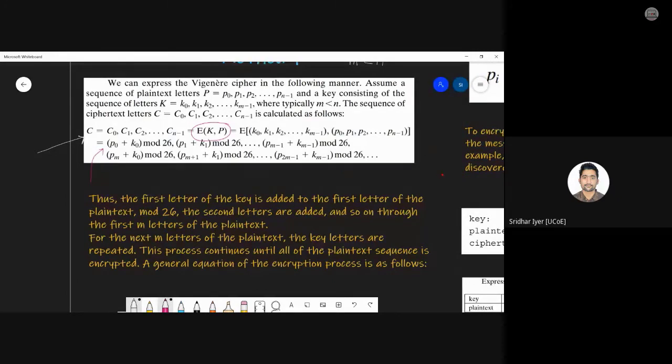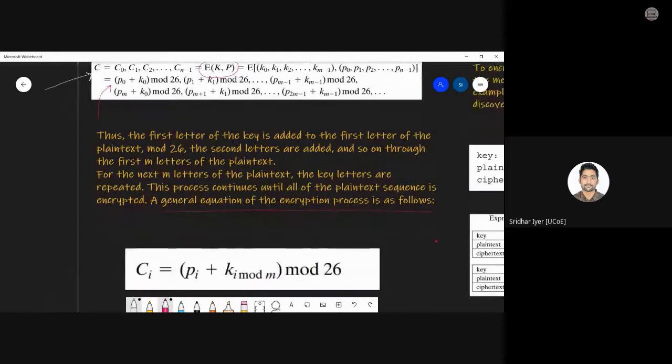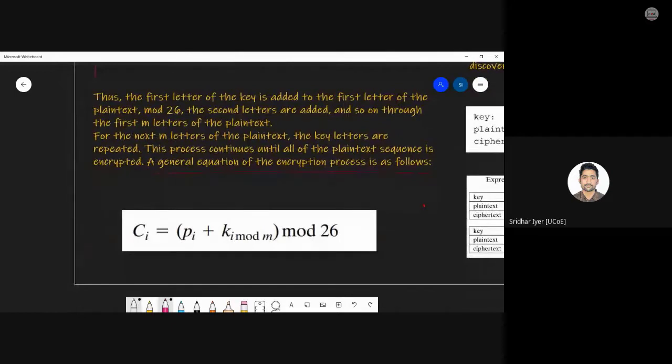So what we can do is create a general equation for the process you have just now seen. The general equation would look something like this. Just have a look. Based upon this, you can create your algorithms and your programs. C of i is equal to P of i plus K of i mod n. This is very important. Now you only tell me why it is so.